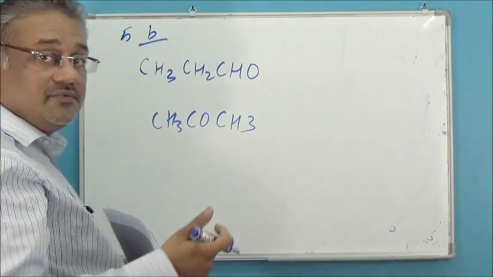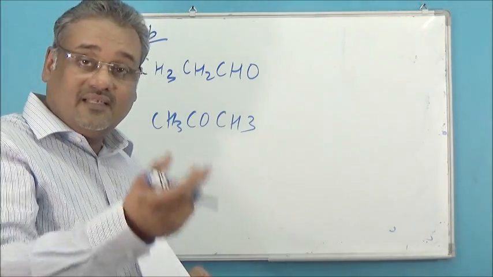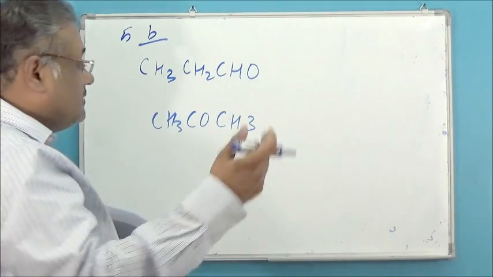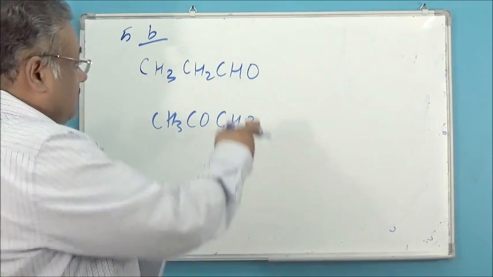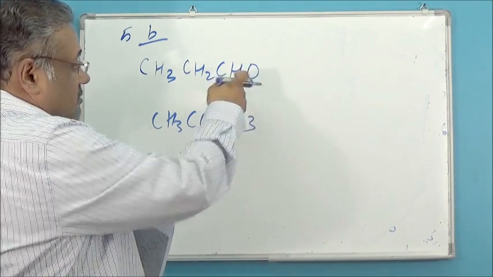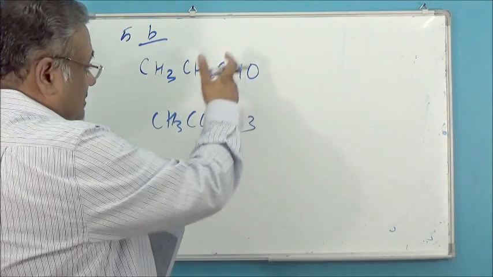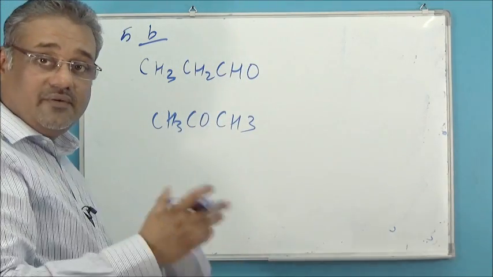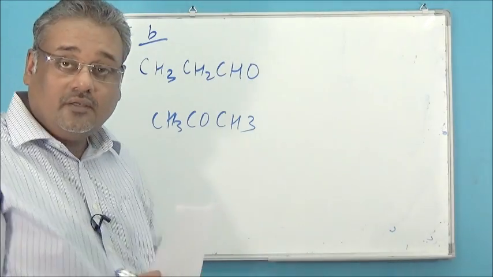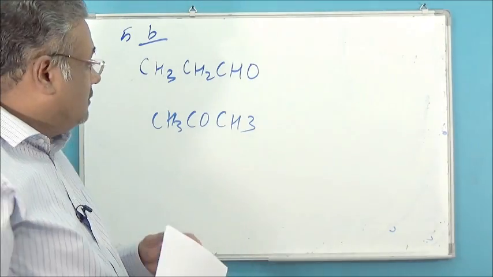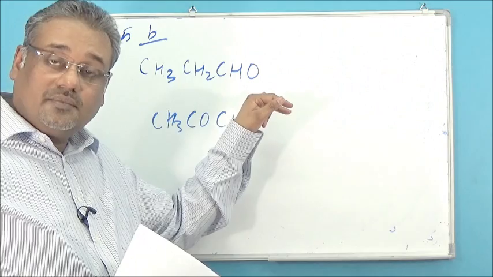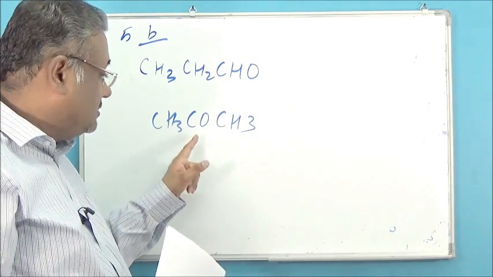But you could think of Tollens' reagent and you could think of Fehling's reagent. You could even think of acidified dichromate. Tollens' reagent will react with this to form a silver mirror. It can oxidize aldehyde. This one will not show any reaction, so that's an easy test. You could think of Fehling's solution. Fehling's solution will give you the brick red precipitate with aldehyde, no reaction there.